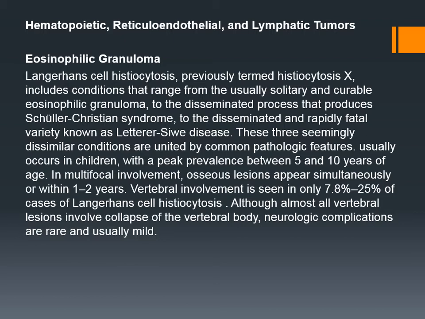It usually occurs in children with a peak prevalence between 5 and 10 years of age. In multifocal involvement, the osseous lesions appear simultaneously or within 1 to 2 years. Vertebral involvement is seen in only 7 to 25% of the cases of Langerhans cell histiocytosis. Although almost all vertebral lesions involve collapse of the vertebral body, neurologic complications are rare and usually mild.